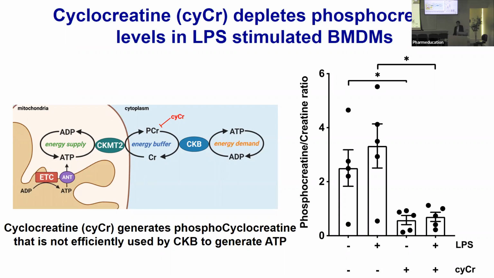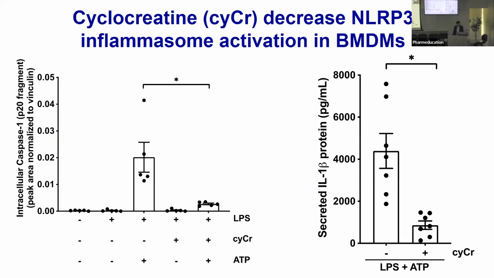A long time ago, it was shown that cyclocreatine, which kind of looks like phosphocreatine, is used in people, and can deplete phosphocreatine levels. So here's cyclocreatine. It'll deplete phosphocreatine. You can see the phosphocreatine to creatine ratio is markedly down when you give cyclocreatine. So cyclocreatine is a way to deplete phosphocreatine levels, right? And when we did this in vitro, you can markedly reduce the caspase-1 activation and the IL-1 beta.